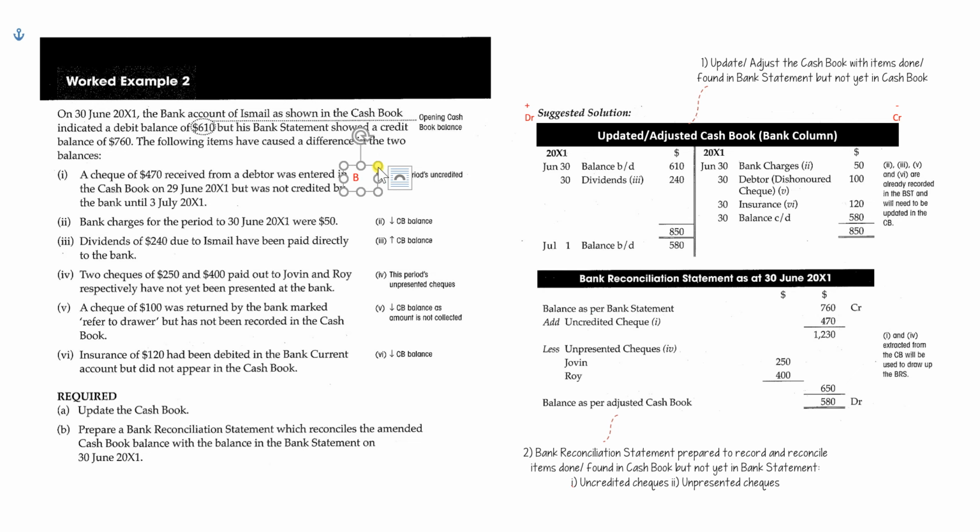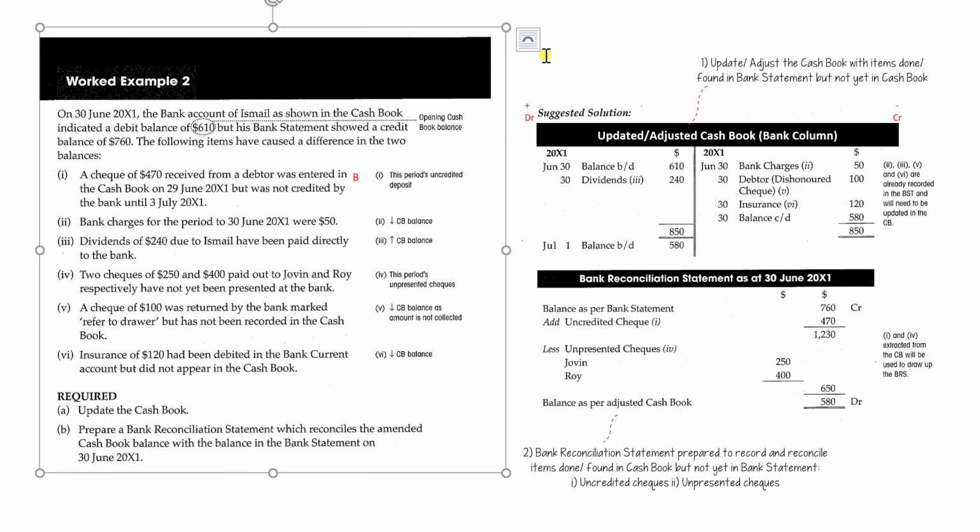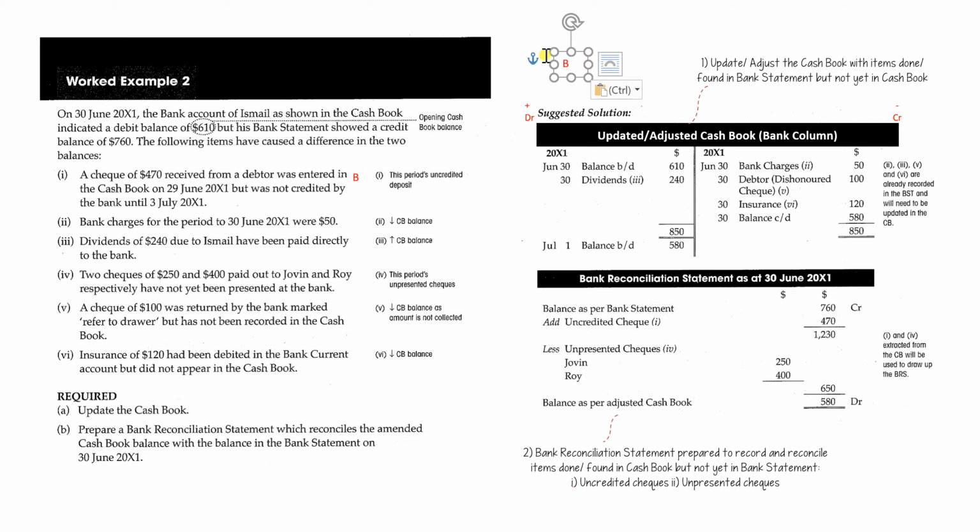So next, bank charges for the period to 30 June were $50. Bank charges mostly means that it has been automatically deducted by the bank. So this is done by the bank but not by the business. So we have to put it in the cash book. I'll just put C over here.